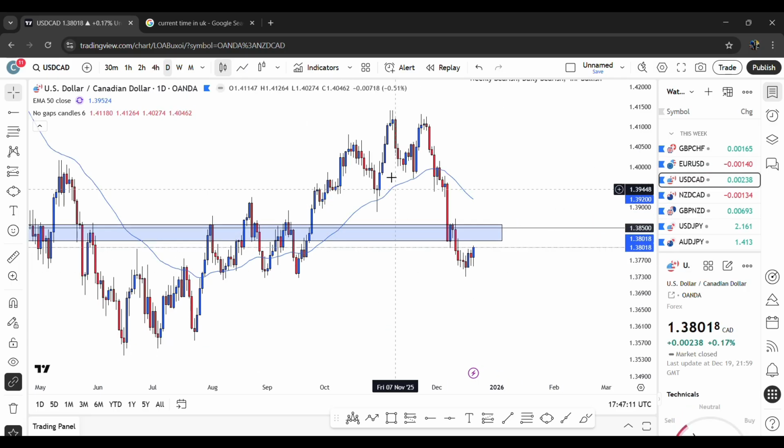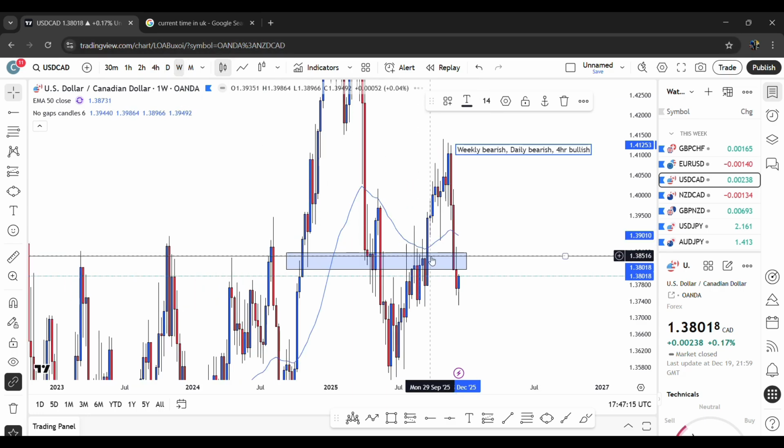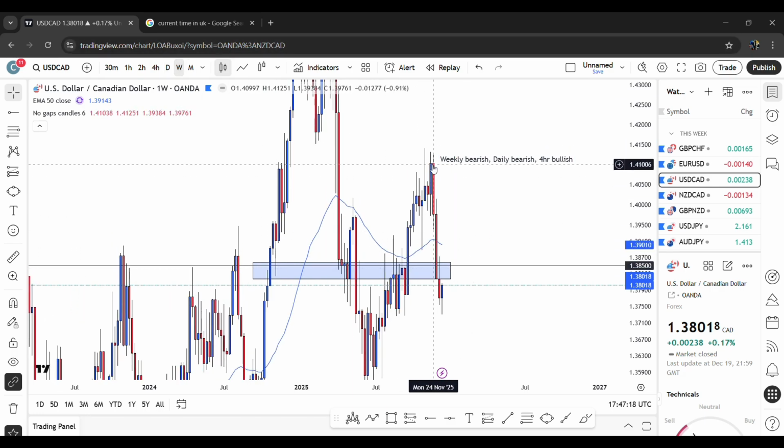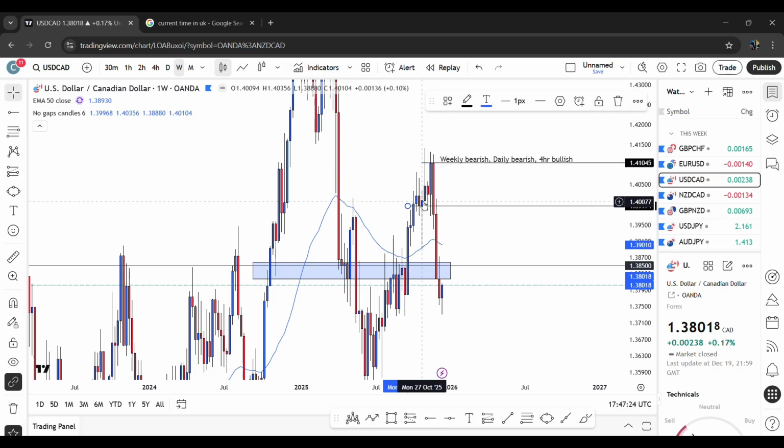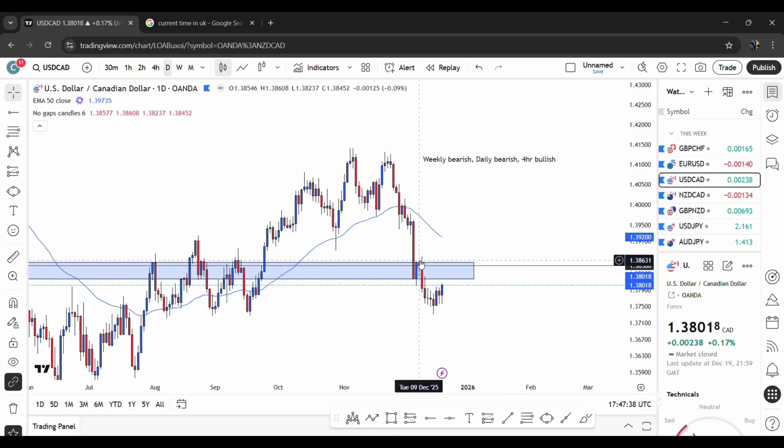Next one is USD CAD. So weekly is bearish. If we go to the weekly, this was the high, and this was the high low. Price has broken below the previous high low, so now the price is bearish on the weekly. If we go to the daily one, then this is the previous lower high, and this is the lower low.